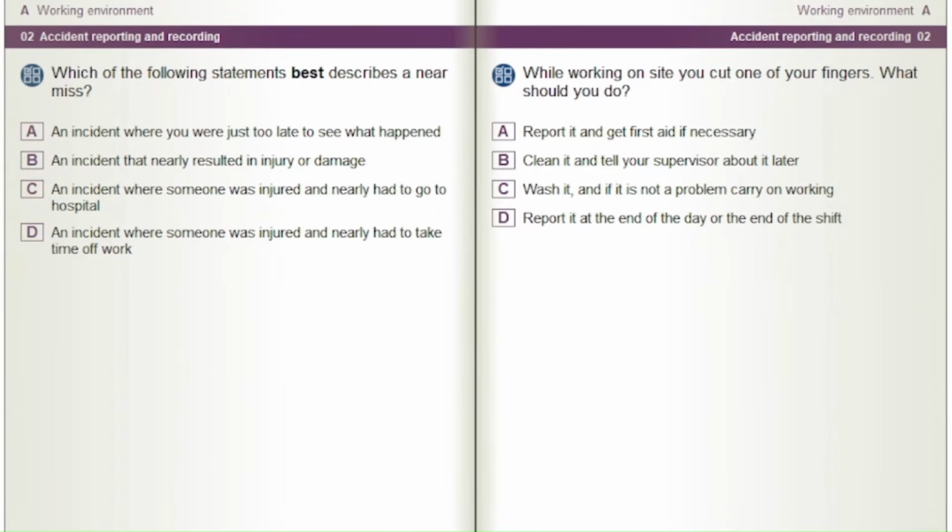While working on site, you cut one of your fingers. What should you do? Report it and get first aid if necessary. Clean it and tell your supervisor about it later. Wash it, and if it is not a problem, carry on working. Report it at the end of the day or the end of the shift.